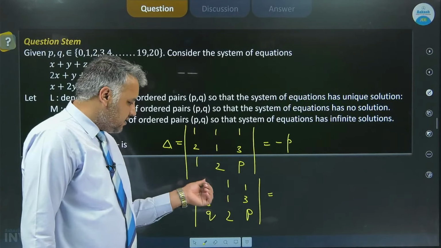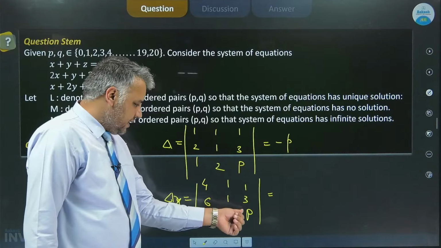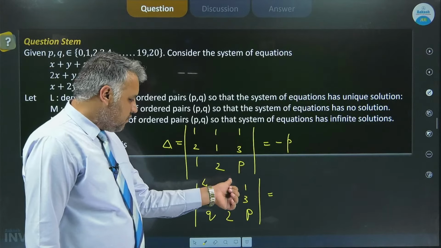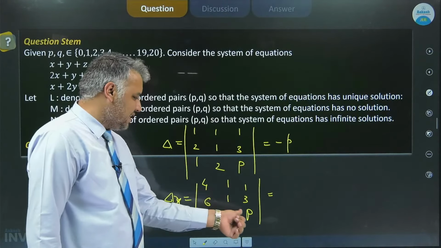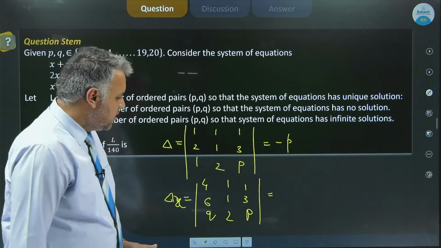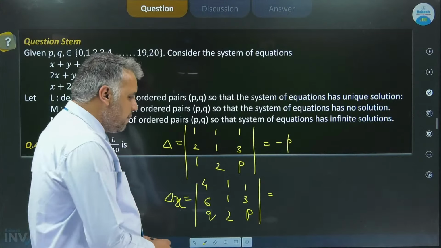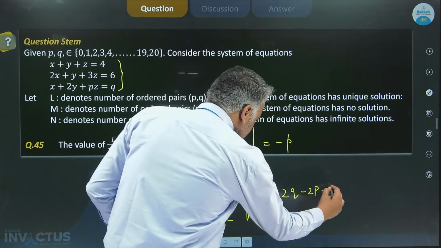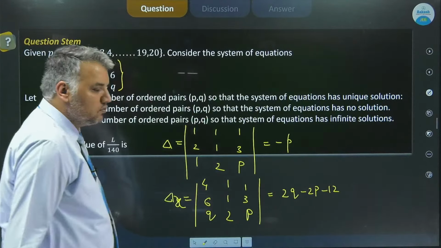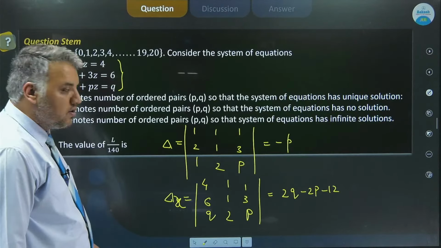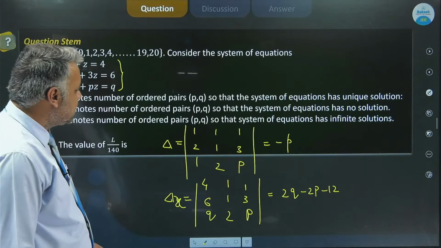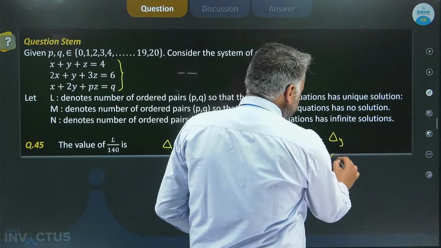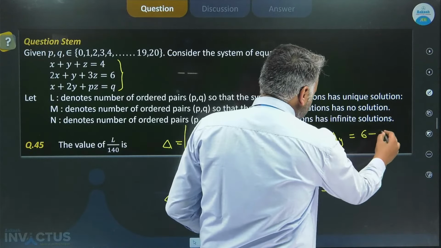You can expand this. This will be 4 times I think p minus 6 and again here we will get minus 6p minus 6. So this will be minus 2p. I think this will be 2q minus 2p minus 12. On expansion del x will be 2q minus 2p minus 12. Similarly you can calculate del y and del z. I think this will be 6 minus q.